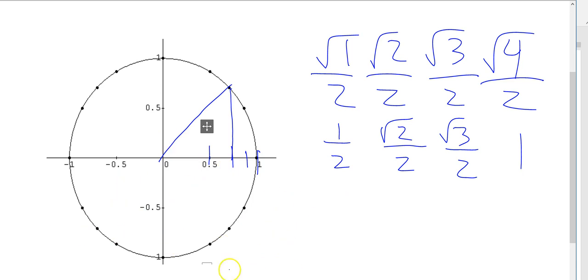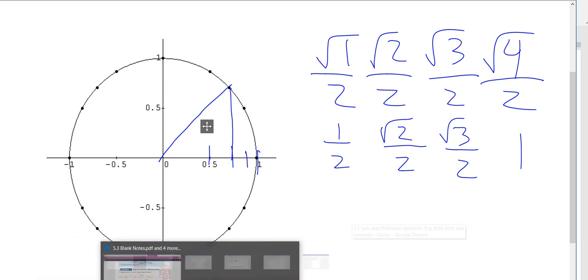Yes, the unit circle of life. The unit circle of life. Okay, yes. Little Elton John. Okay, that's not it, Chief.